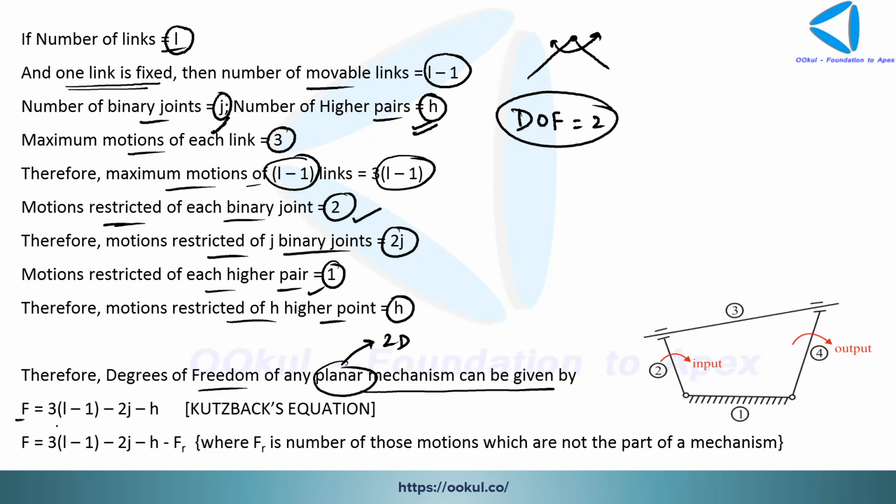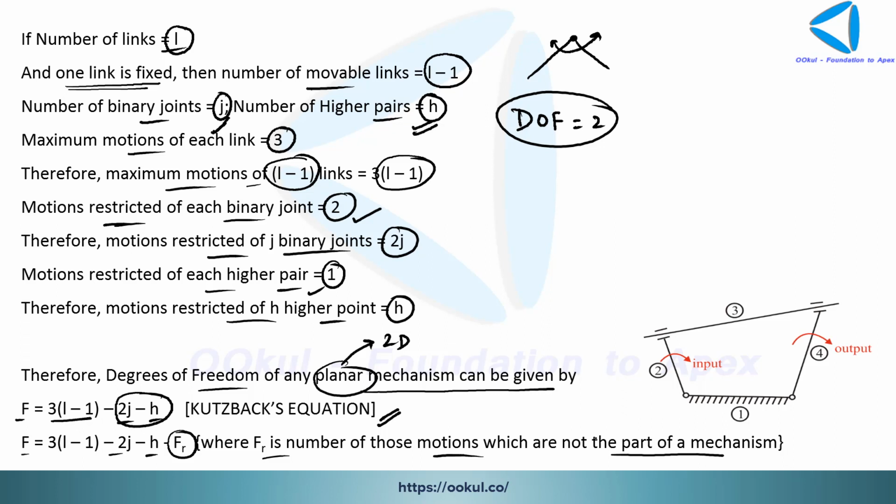That is F equal to 3 into L minus 1, these are the maximum motions possible, minus 2J minus H. These are basically your restrictions. Clear? Then this can be written as F is equal to 3 into L minus 1 minus 2J minus H minus FR, where this FR is the number of those motions which are not part of the mechanism. Okay, and this equation is known as Kutzbach's equation. Please remember that is F equal to 3 into L minus 1 minus 2J minus H.